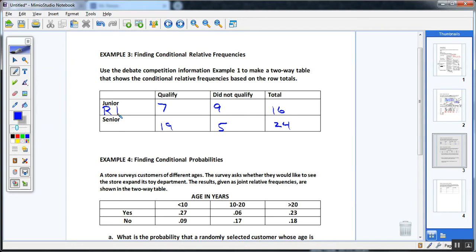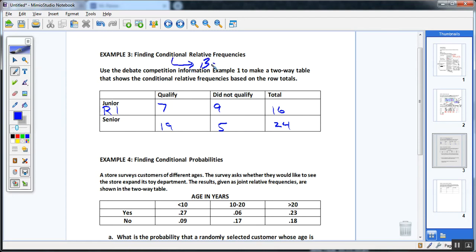Well, row 1 is what category? Juniors. We're giving you the condition that this person we're talking about is a junior. So what's the probability, given that the kid was a junior, that they qualified? Or what's the relative frequency that they qualified? When we do conditional relative frequencies, it's not based on the overall total.